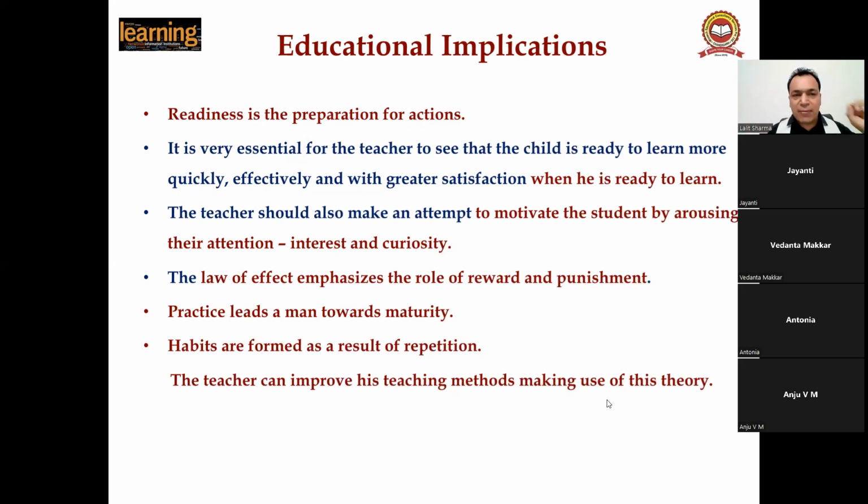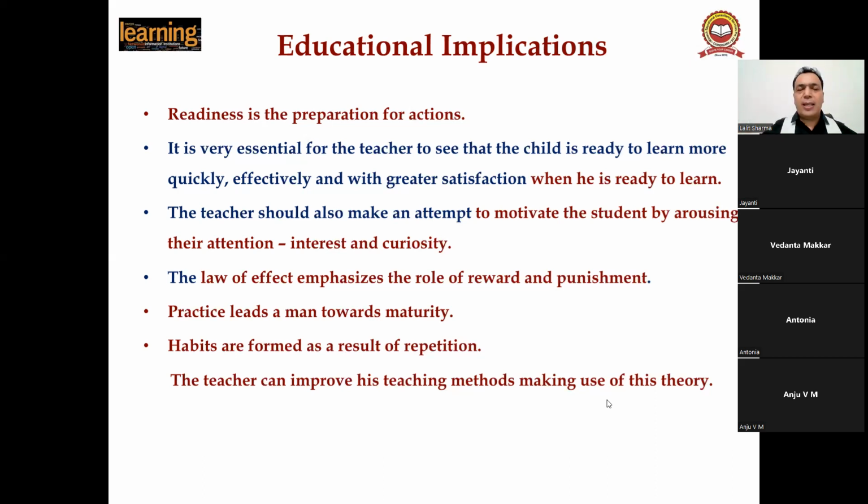The law of effect emphasizes the role of reward and punishment. That was the third law, the law of effect, the pleasure and pain one. Reward and punishment. Practice leads a man towards maturity. Habits are formed as a result of repetition. The teacher can improve his teaching method by making use of this theory. So these are some of the important educational implications of this theory.